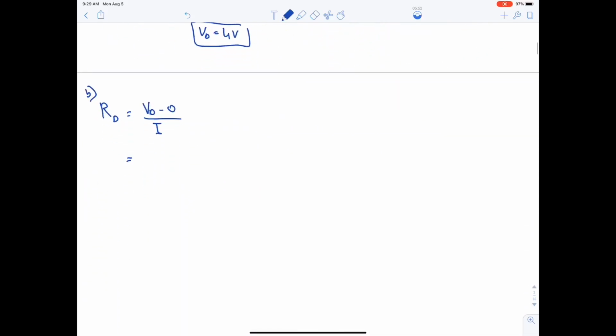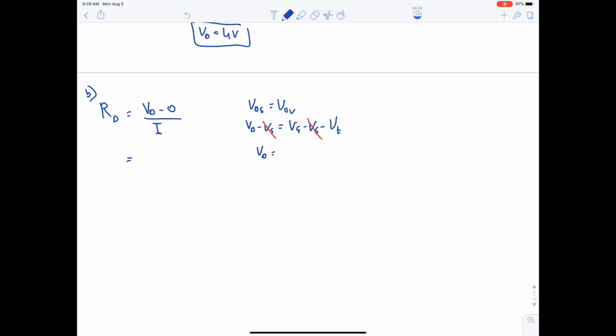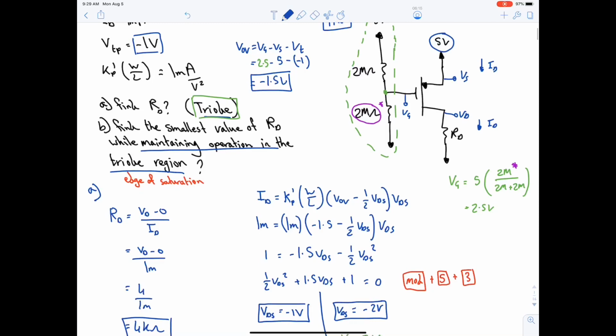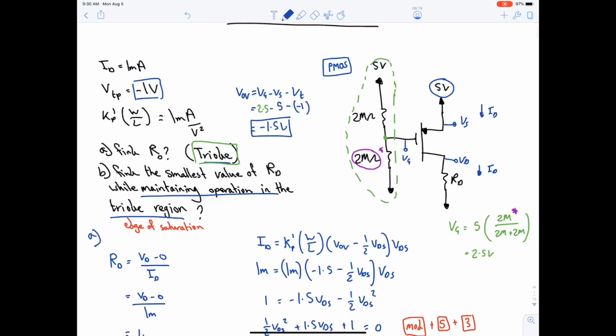What do we know in edge of saturation? In edge of saturation, we know that VDS is equal to VOV. VD minus VS, let's expand it, equals VG minus VS minus VT. S and S, they cancel each other out. VD is unknown. VG, we computed through voltage division, and it does not matter on the region, it's 2.5. And VT is -1.